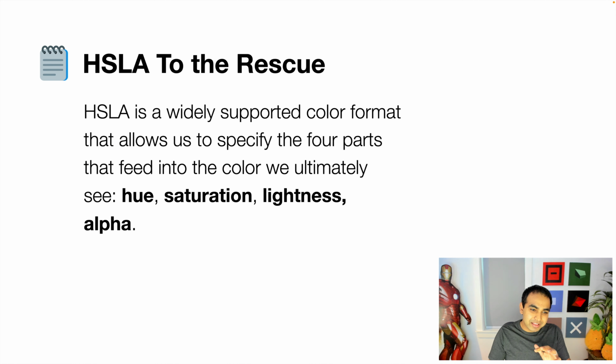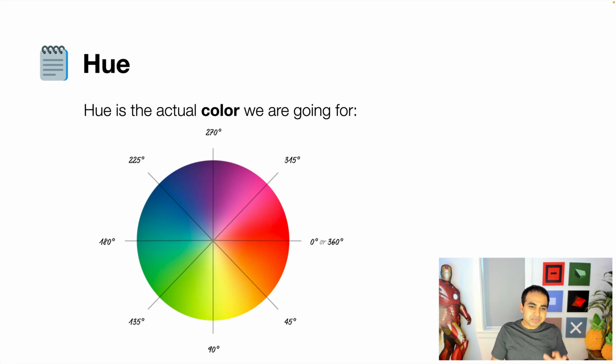And now let's just take a quick look at what these 4 properties, or these 4 parts, actually represent, so that when we're using them later on, you'll have a much better visual idea of what the arguments we specify map to. So let's start with hue. Hue is the actual color that we're going for.